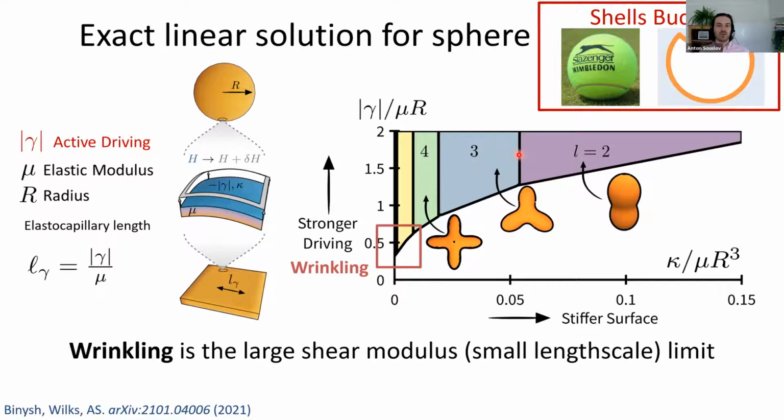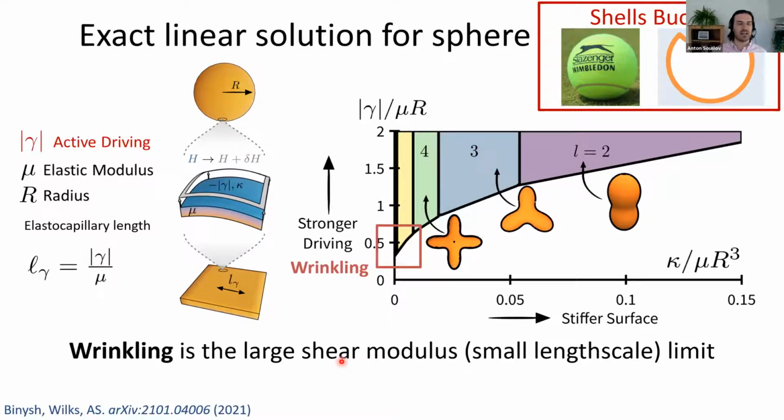And another common limit that people have taken before is to look at wrinkling, right? Wrinkling is kind of the opposite limit to shell buckling, in that it corresponds to a small length scale, which also corresponds to a large shear modulus. And there you no longer have a bulk shape change, you instead have a patterning of the surface, right? You have small wrinkles on top of an overall spherical shape.